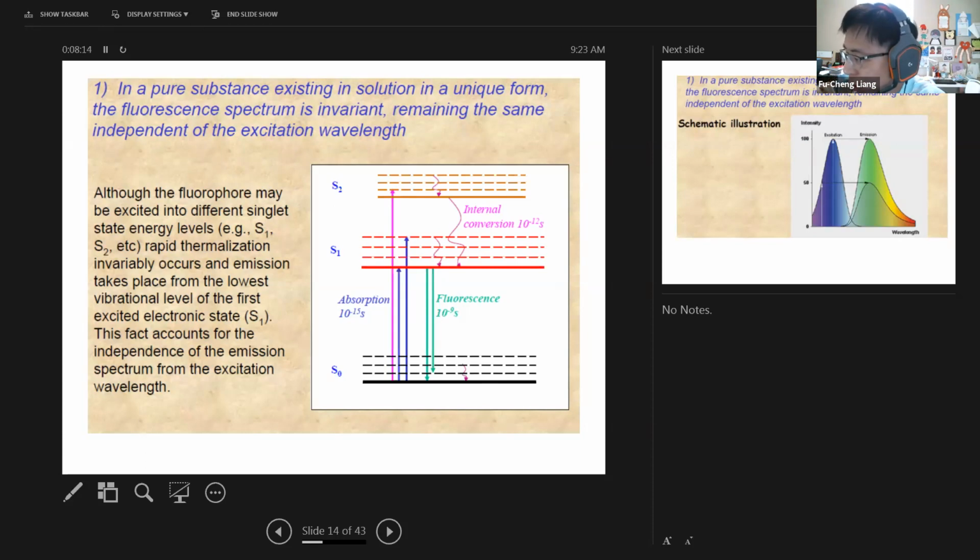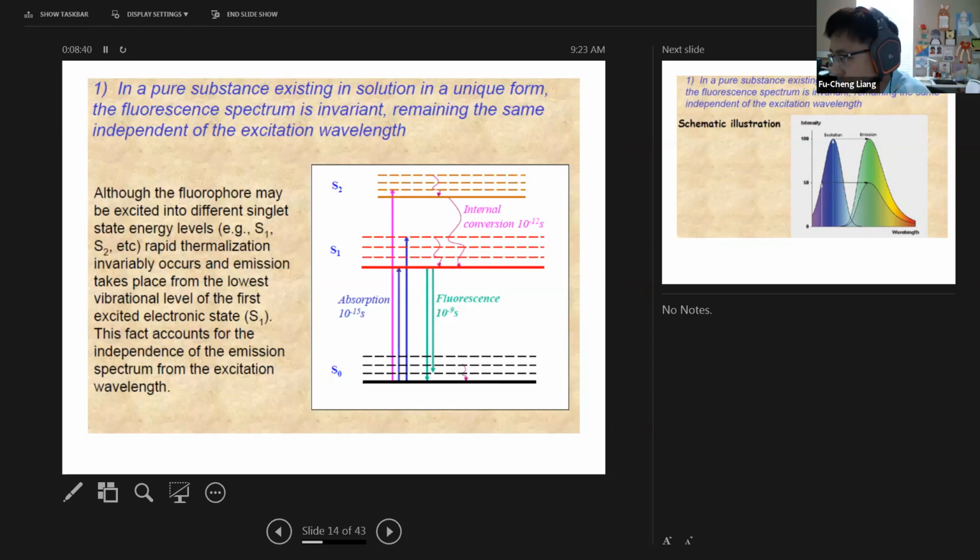S0 means that is the ground state, all right? Those black lines are the ground state. And of course, you can see the solid black line is a very, very stable ground state. And then the dashed black lines mean that those are different vibration levels of the ground state. And of course, the S1 state is the excited state, and S2 is a further excited state. So they have different excited states for this electron.